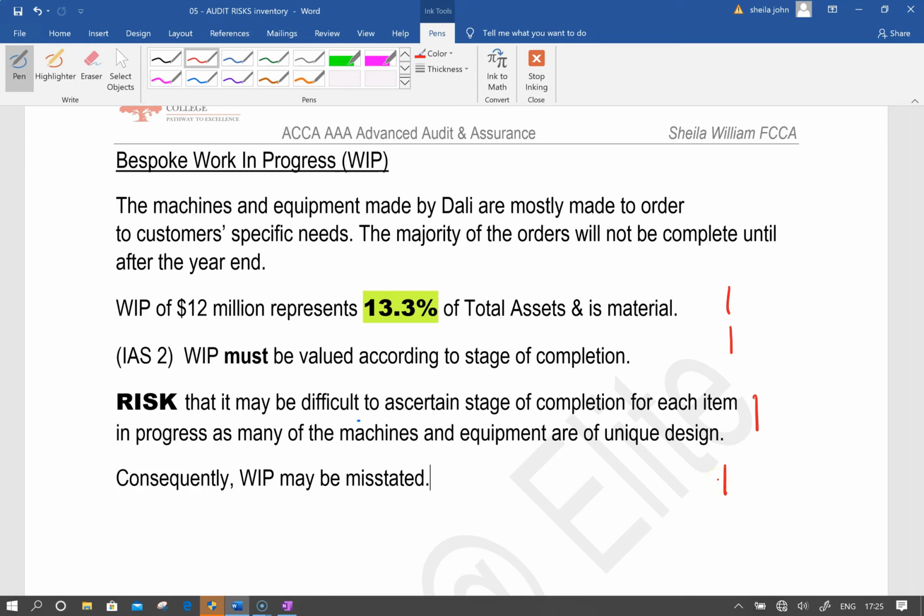What will happen if you said that the risk is that WIP may be misstated? You'll still get this 1 mark, but you would not have gotten this mark because you did not put down the actual risk. Let's go on to the next item of inventory.